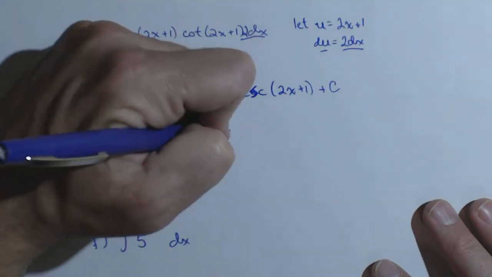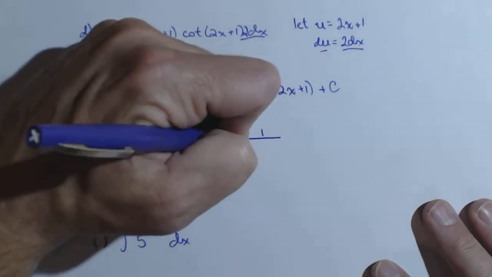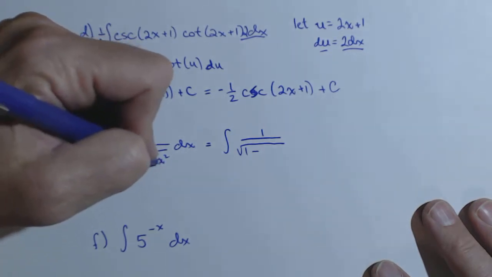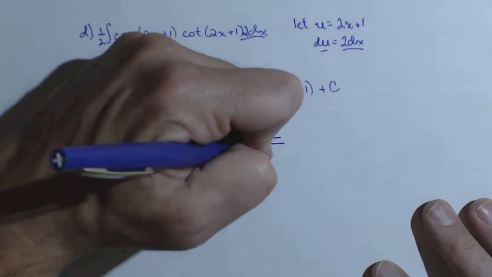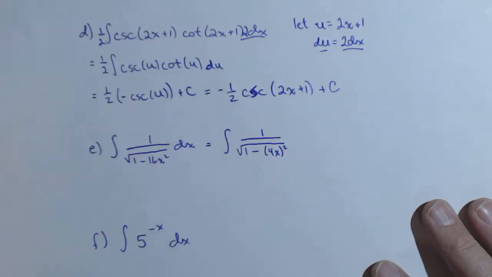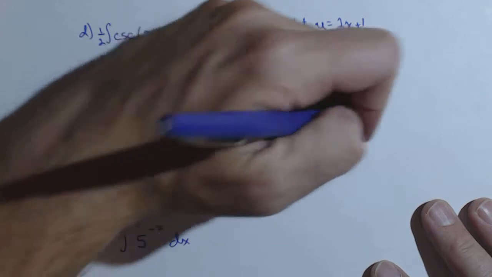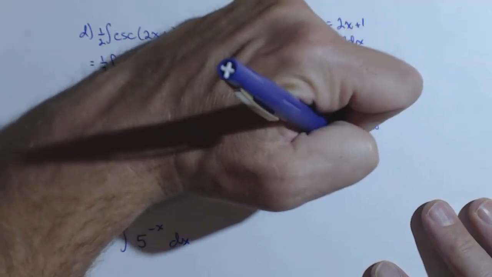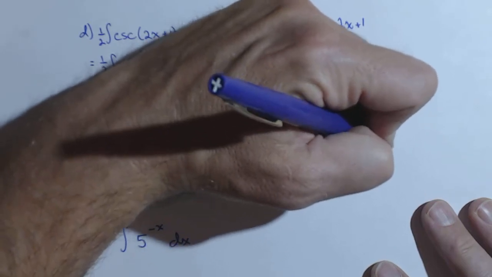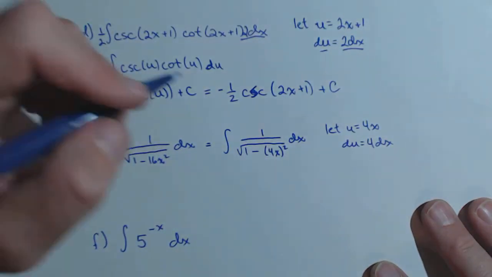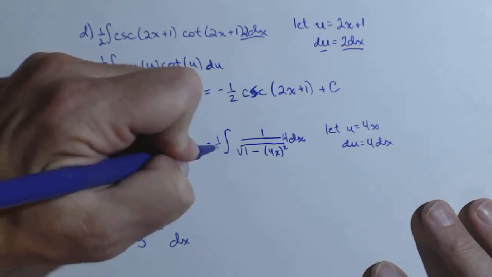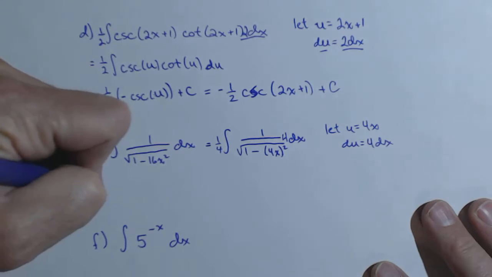In fact, what I'm going to do is rewrite this indefinite integral first. So 1 over square root of 1 minus, now I can rewrite this as the quantity 4x squared dx. Now I see an inside function there, that 4x, so I'm going to let u equal 4x, which makes du 4 dx. That means I need a 4 dx in my integral, so I'm going to put a 4 in, which means I need a 1/4 outside to balance it out.